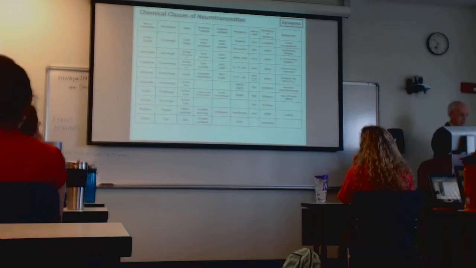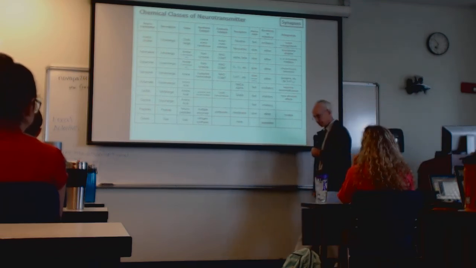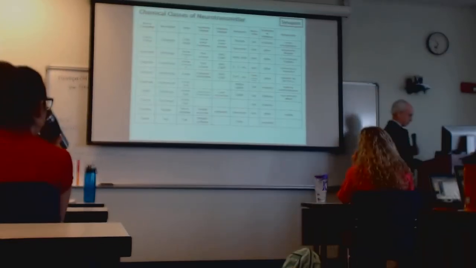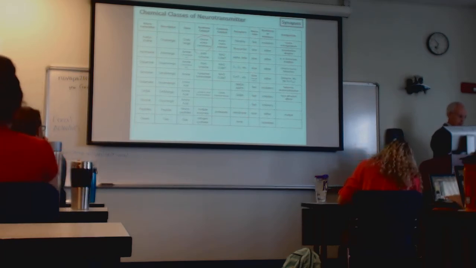The fourth column is the synthetic enzyme associated with that neurotransmitter. In other words, what enzyme catalyzes synthesis of the neurotransmitter. You need to know this synthetic enzyme for acetylcholine. You need to know that one.